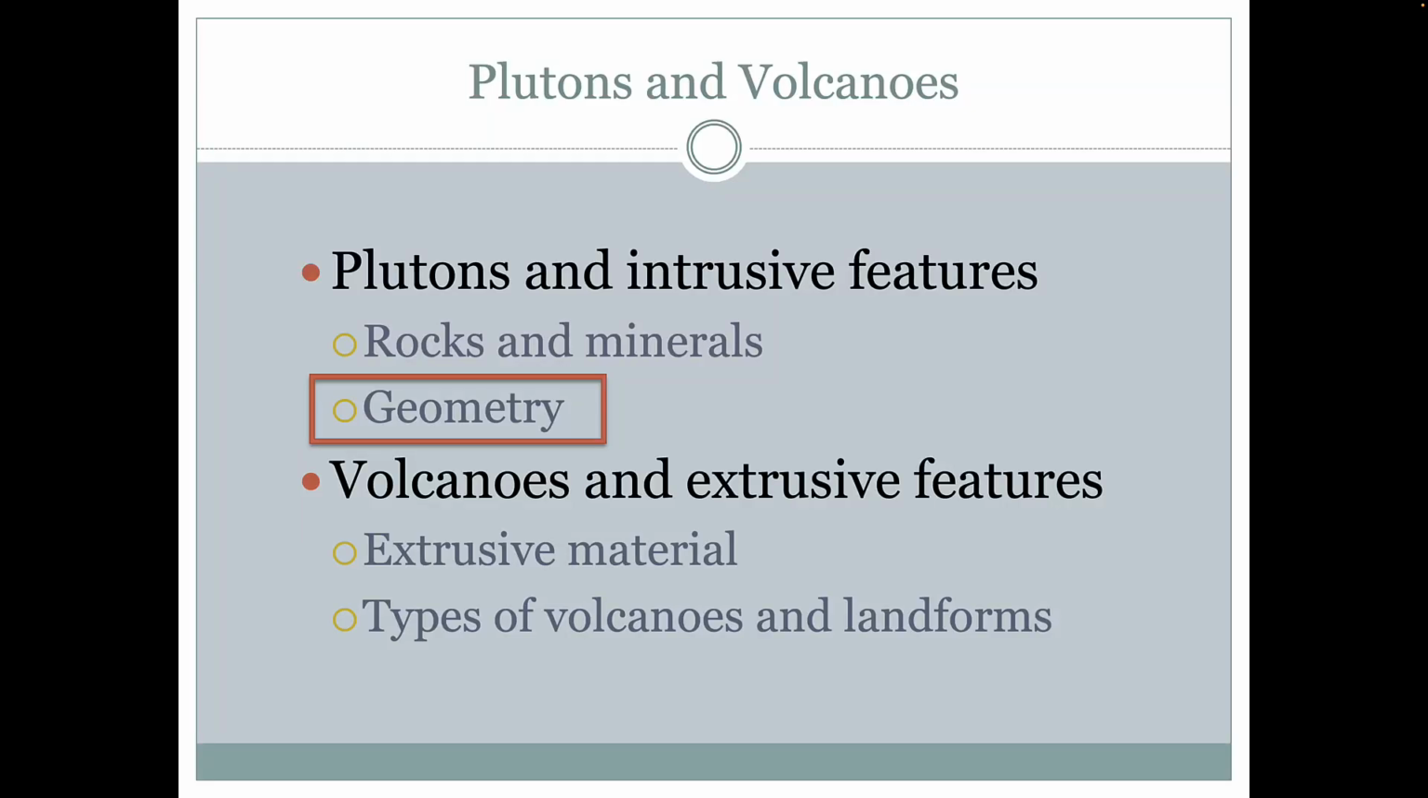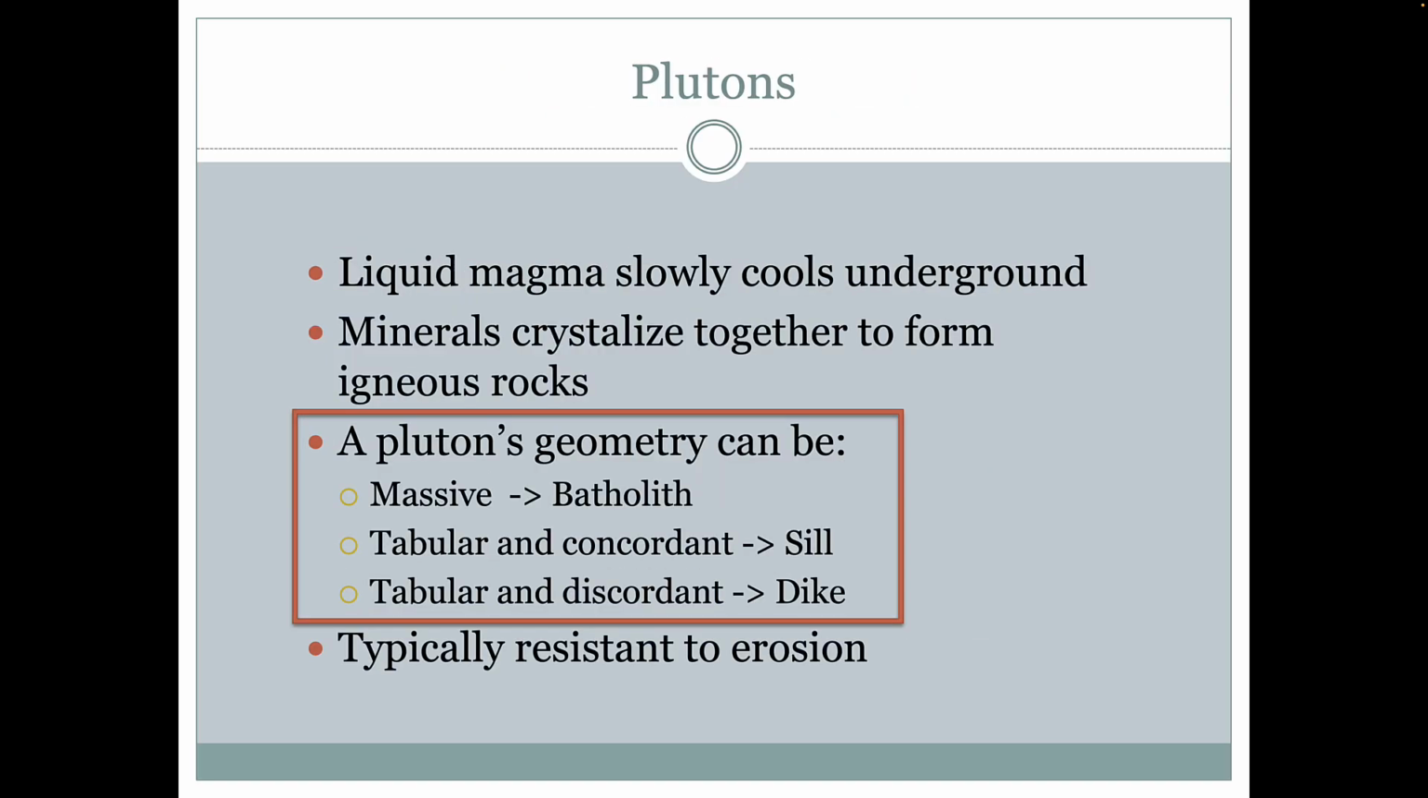One important consideration in naming plutonic rocks and intrusive features, and also in understanding how what's going on underneath the ground relates to what we're seeing on the surface, is this idea of the geometry of the pluton. So we talked about one type of geometry of plutons, and that's a massive pluton. If we have a massive pluton underneath the ground, we call that feature a batholith.